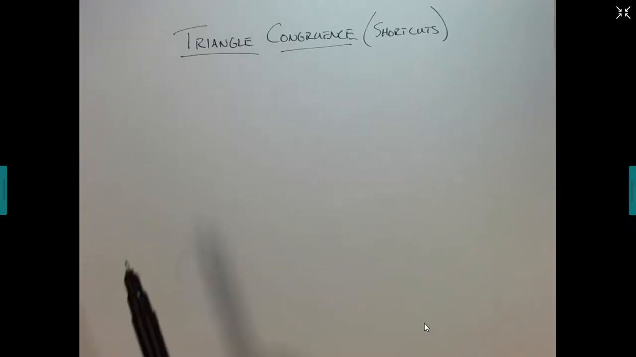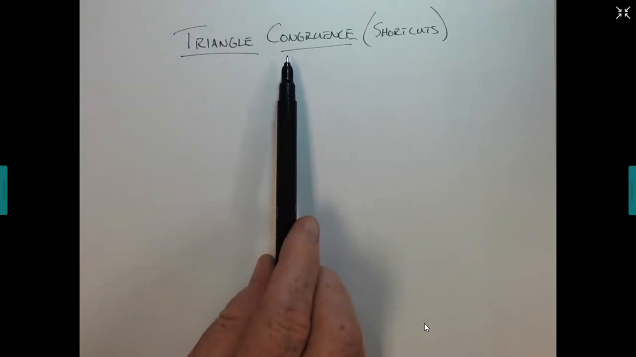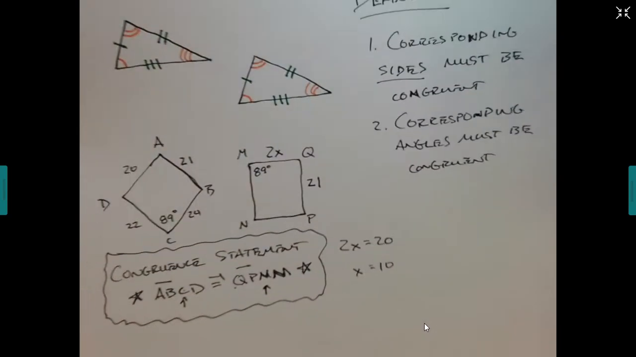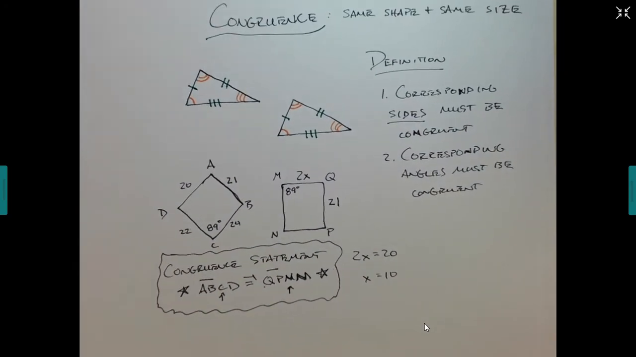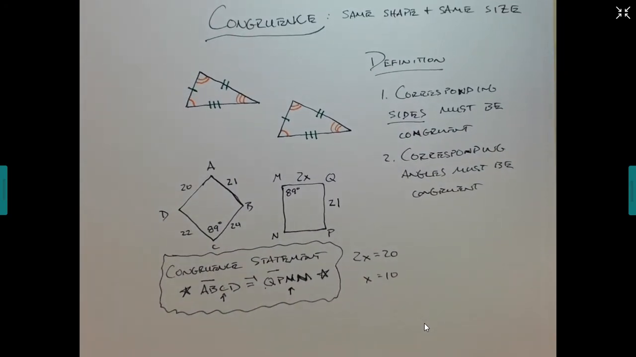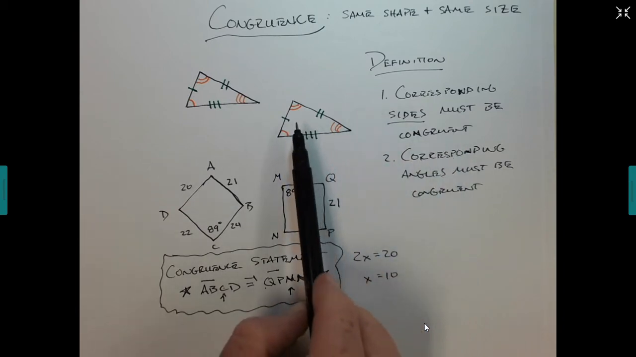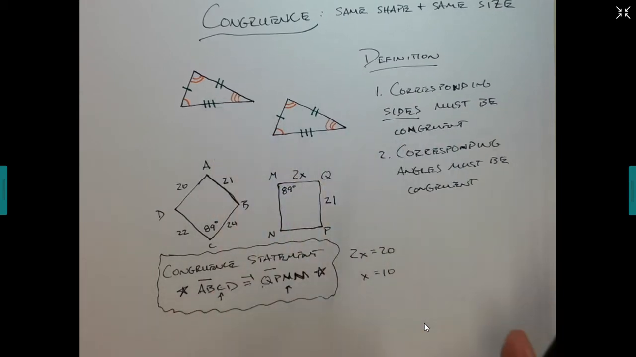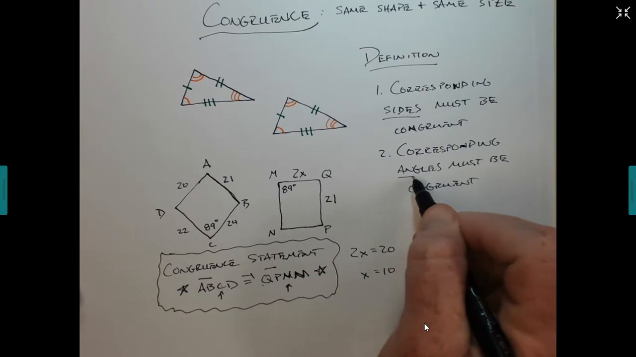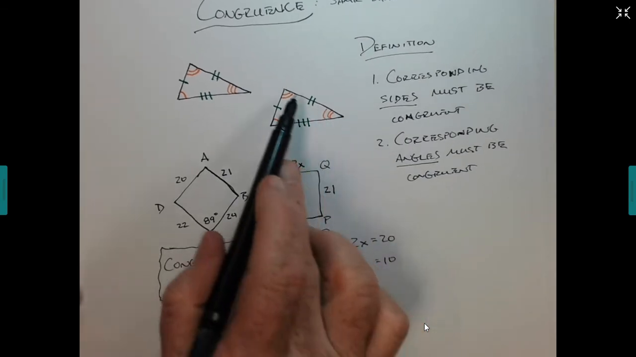All right, we're going to take a look at triangle congruence, which we just got done in the last video talking about basic congruence. Remember the basic definition. The corresponding sides all have to be congruent. The corresponding angles all have to be congruent. That's a lot of work.